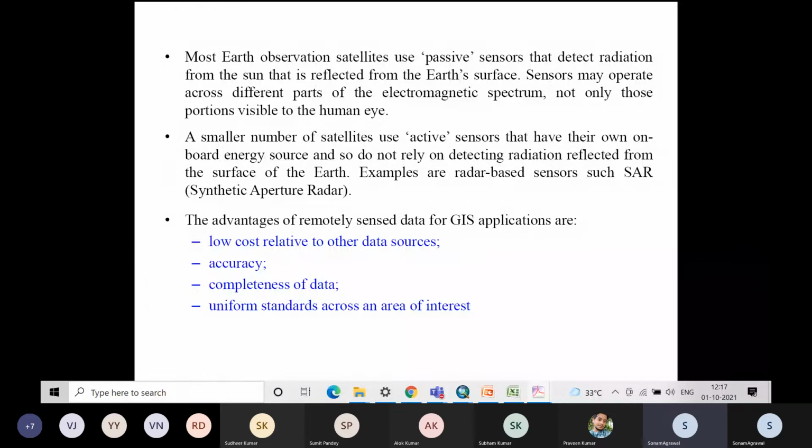Can you name some of the Indian satellites that give you the images?